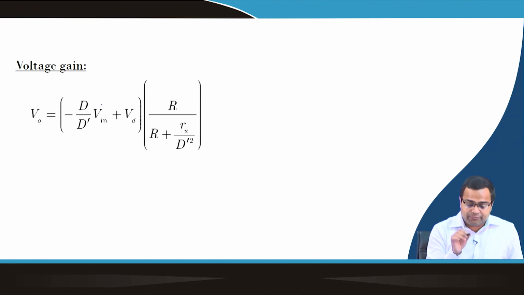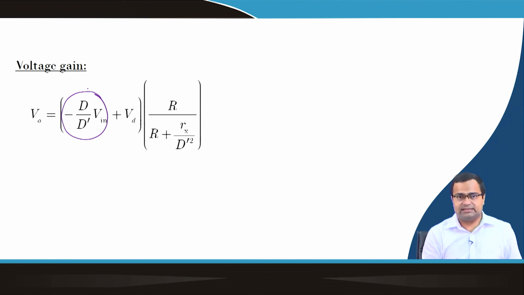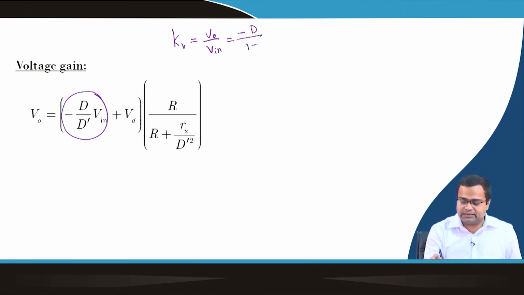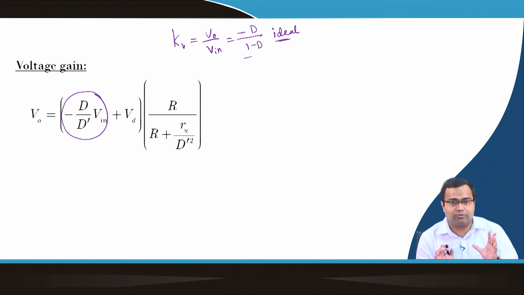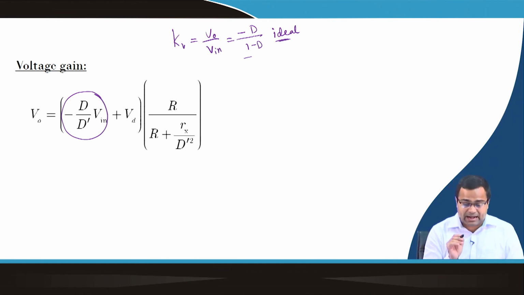And here for an ideal buck boost converter, the voltage gain is simply D by 1 minus D. Okay, if you take kV, which is V0 by V in, this is equal to minus D by 1 minus D in the ideal case. And this is an inverting buck boost because there is a negative sign and we know about this. But in a practical buck boost converter, your voltage gain also gets affected because of the diode drop and also the parasitic resistance along with the duty ratio.